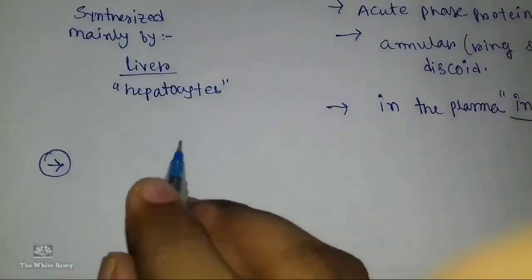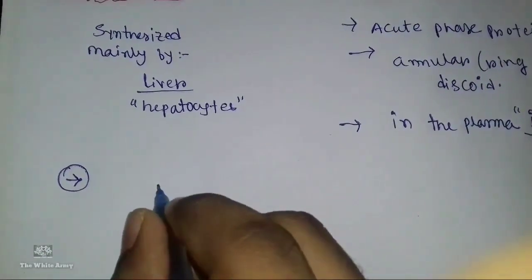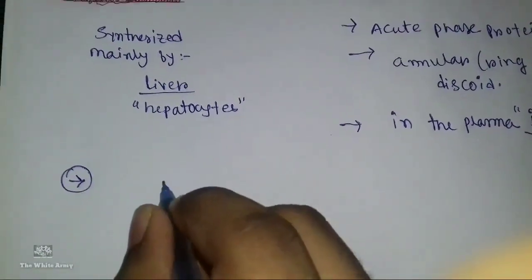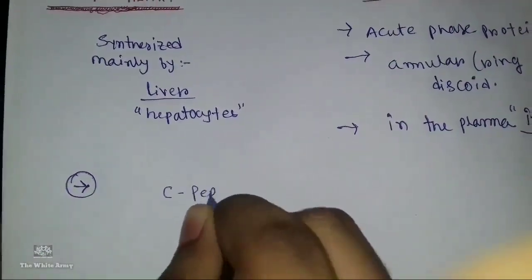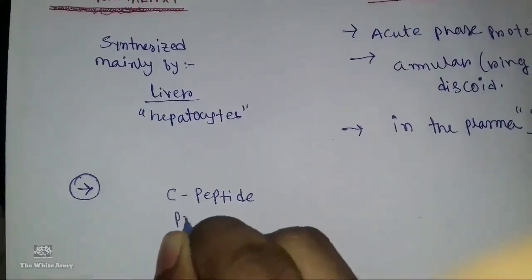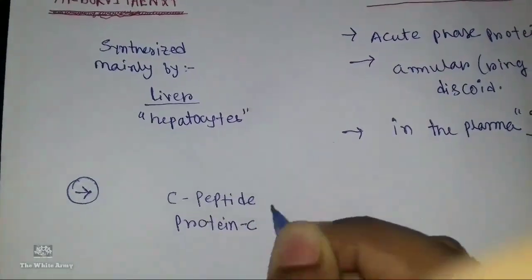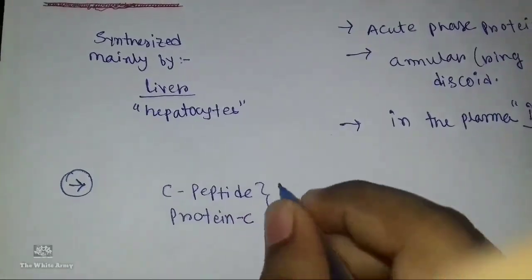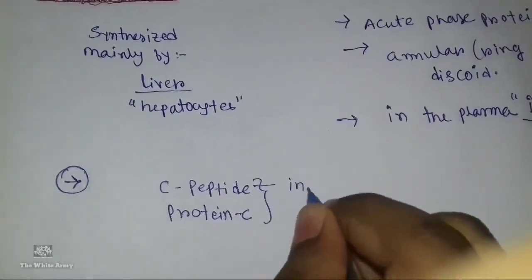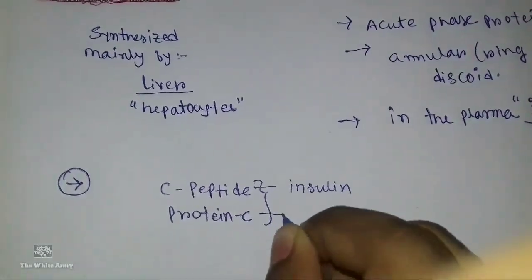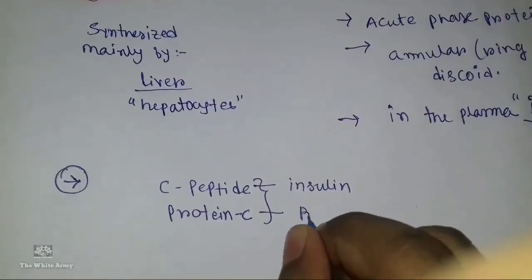Another point which I may include here is that it is often confused with C peptide or protein C, but it is not related with these two things. C peptide is related with insulin, and protein C is related with blood coagulation.